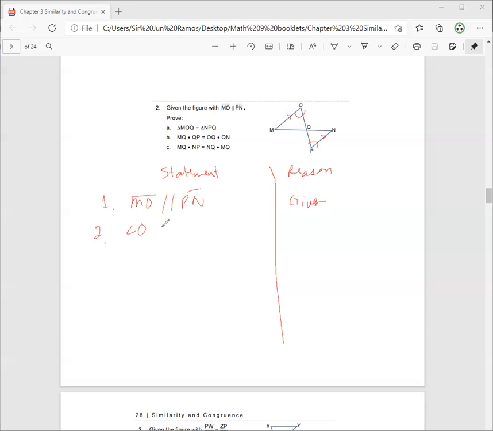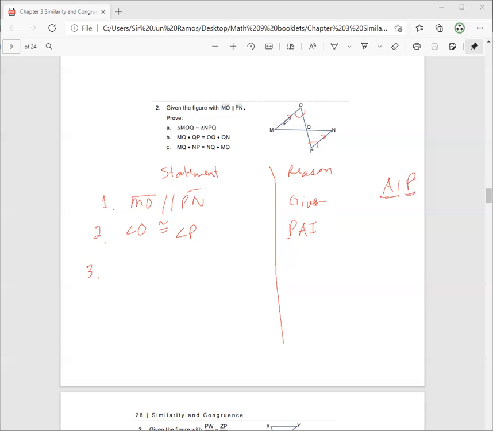So I say angle O is congruent to angle P. My reason to that will be the two segments are parallel, so then the alternate interior angles should be congruent. Take note of this. It's not AIP. This AIP means that if two alternate interior angles are congruent, then the two lines are parallel. Here we are given that the lines are already parallel, so they form alternate interior angles that are congruent.